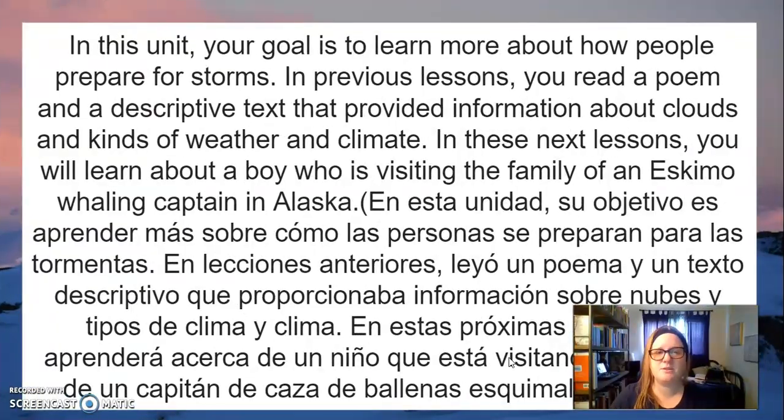So, in this unit, your goal is to learn more about how people prepare for storms. In previous lessons, you read a poem and a descriptive text that provided information about clouds and kinds of weather and climate. In these next lessons, you will learn about a boy who is visiting the family of an Eskimo whaling captain in Alaska.